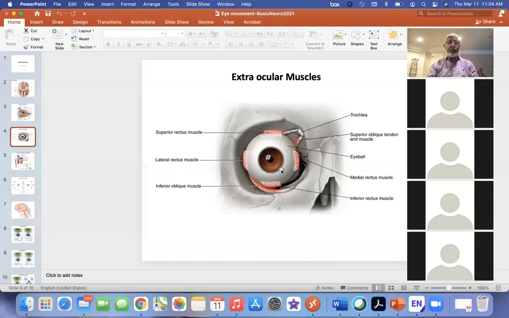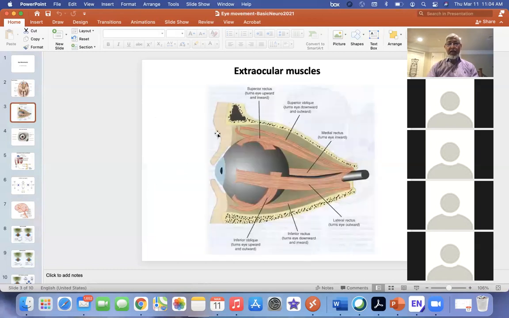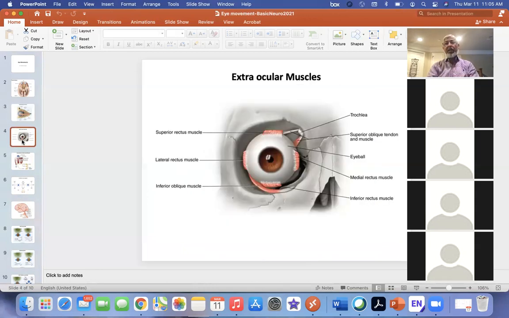Now, to remember the nerve supply of the six extraocular muscles: look at the end, all of them come to the apex of the orbit. This is the orbit, a triangular area, and all the muscles eventually end up around the optic nerve in the apex of that orbit. To remember the nerve supply, three cranial nerves provide innervation to these six muscles. Mainly, it is done by the oculomotor nerve, cranial nerve 3.